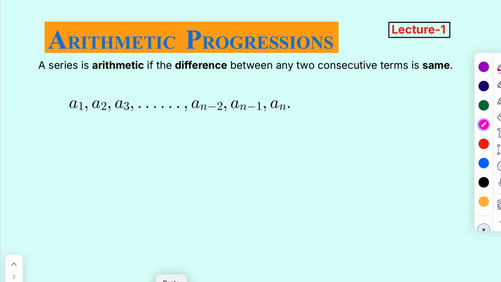Actually each number is called the term. There are n number of terms here. First one is A1, which is first term. This is the second term and this is the nth term.